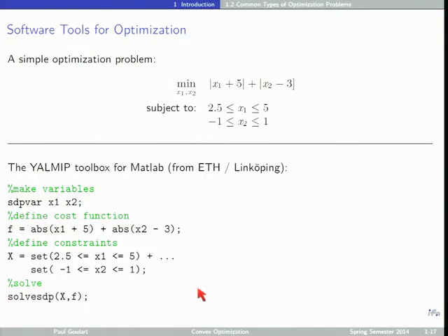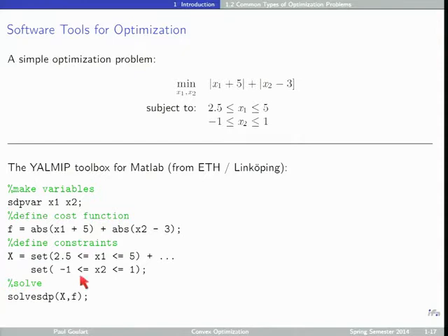YALMIP is not a solver. Instead think of it as a modeling toolbox. It's in MATLAB. You can download it for free. It was developed by a guy named Johan Lofberg when he was here at ETH. He's now in Sweden. He's still working on it. And what you can do in MATLAB is you define, first of all, your variables. So SDP var is the name in YALMIP for decision variables of problems. You define your function, which is whatever your objective function is.